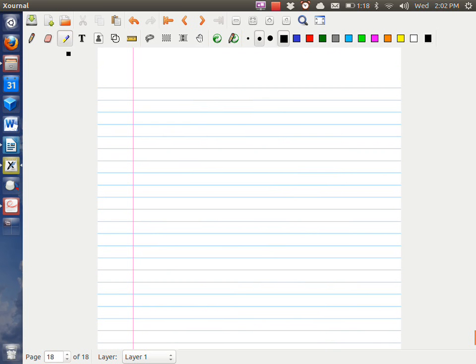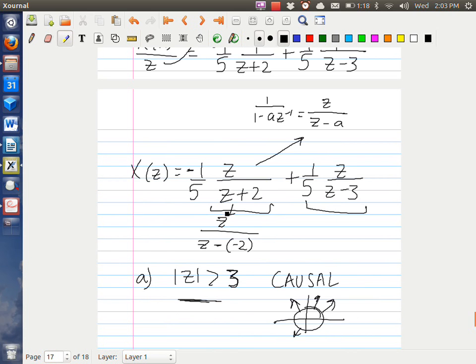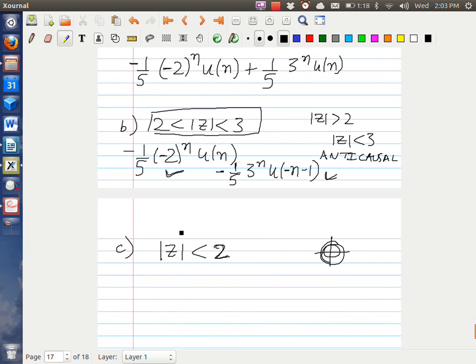And the last part, the ROC less than 2. So it means inside the circle, and inside the circle for both the terms, both the poles. So write the anti-causal version for both of them. So this gives you, so you had a negative 1 over 5, which was a constant, and then you had 1 over 5, something like this. So this would give you negative 2 to the n u of minus n minus 1.